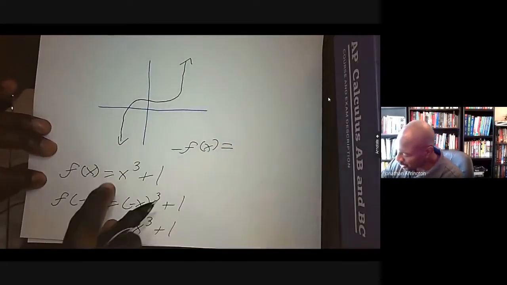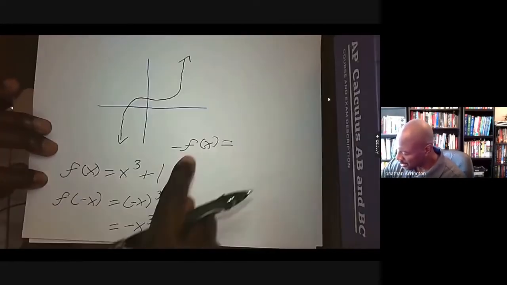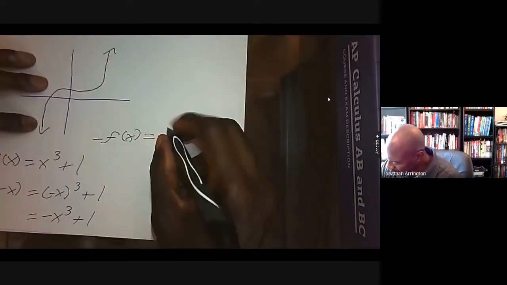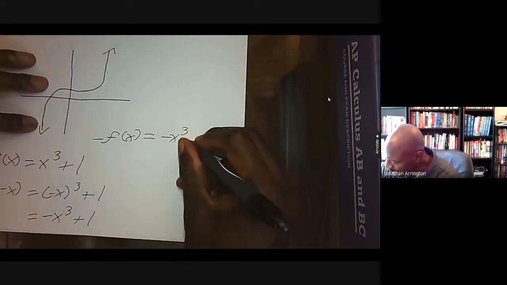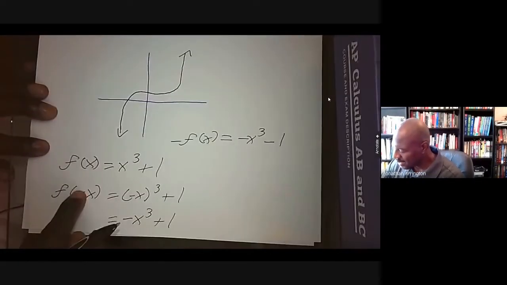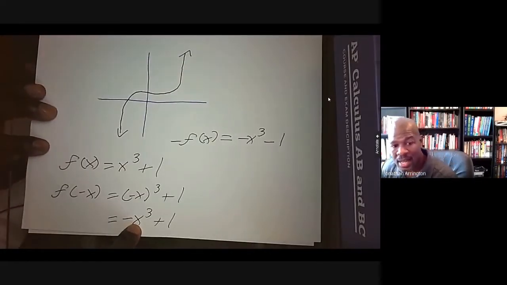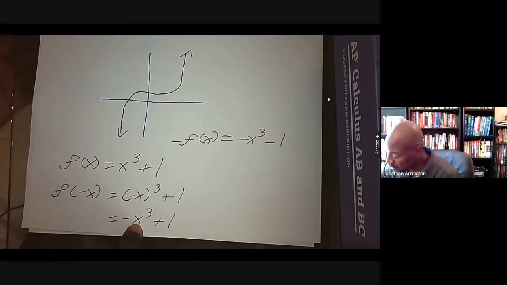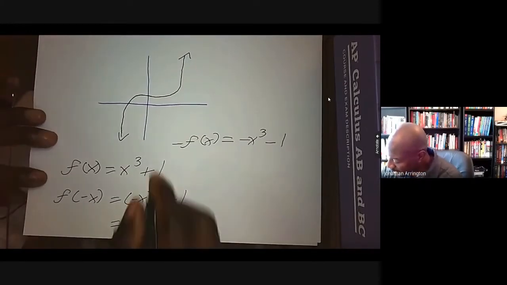Negative f of x means you change the sign of everything in the function. Negative f of x is negative x cubed minus 1. That's negative f of x. This guy is not negative f of x, so this guy is not odd. So what's the problem for this particular function? It's this constant.